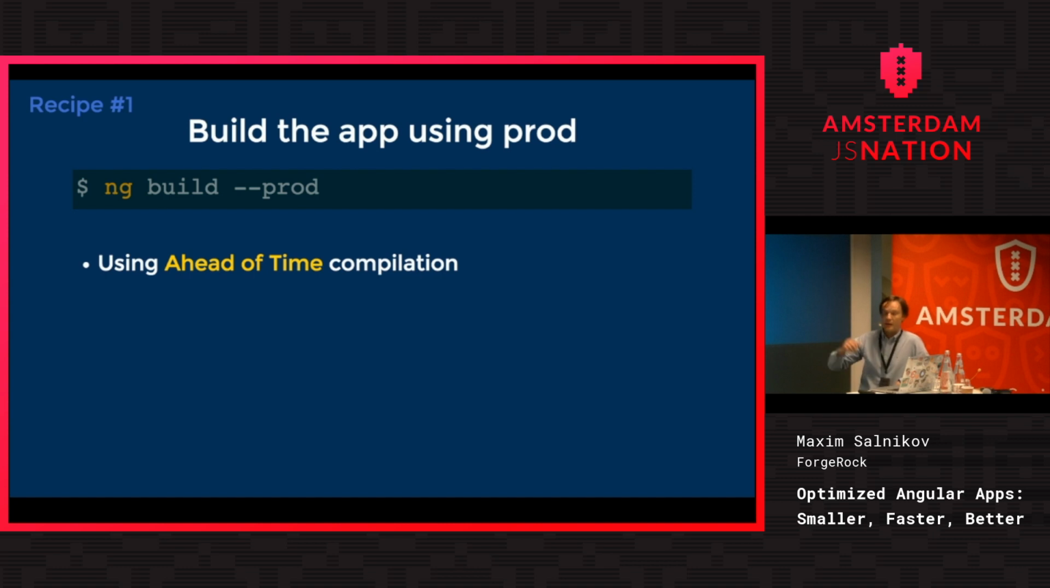First, actually, prod is a so-called meta flag. This is not a real flag, but a flag affecting a set of parameters for our build. First, we use ahead-of-time compilation. It's easy to say that, okay, we don't ship the Angular compiler, we don't ship HTML templates, we try to do as much as we can during build time and ship ready-to-go JavaScript code.